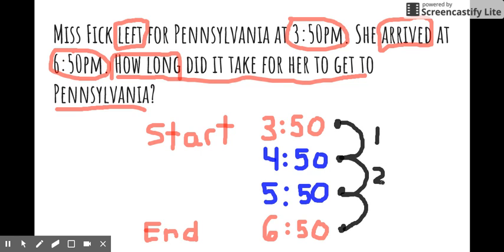So I've got 1 Scoopy, 2 Scoopy, 3 Scoopies. So that means it took Miss Fick 3 hours to get to Pennsylvania. And so I'm going to go ahead and stop here.